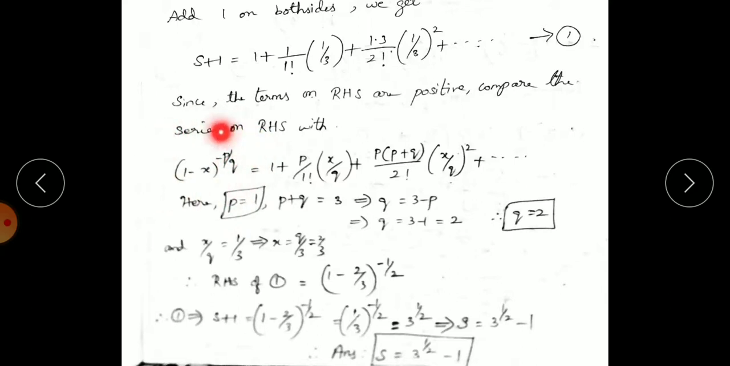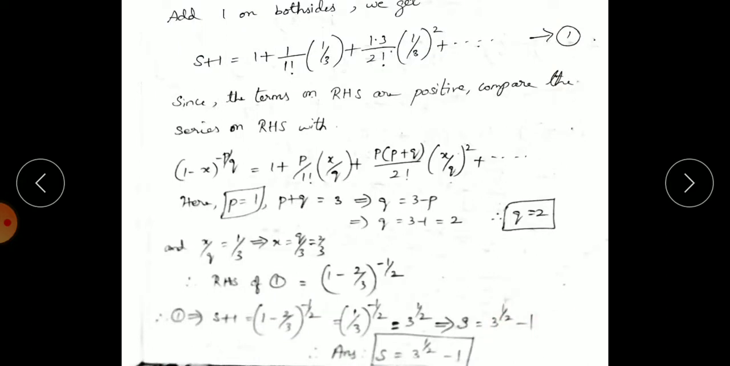Now change the left hand side. The left hand side becomes 1 minus x, which is 2 by 3, to the power minus 1 by 2, which is p by q. Now just equate the left hand side and right hand side. You can multiply this mixed fraction. So 3 ones are 3 minus 2 is 1 by 3, the whole power minus 1 by 2. And if you take the 3 to the numerator, it becomes 3 power 1 by 2. So s plus 1 is equal to 3 power 1 by 2, and s plus 1 we have taken, right? So take this 1 to that side, it becomes minus 1. So the answer is s equals 3 power 1 by 2 minus 1.